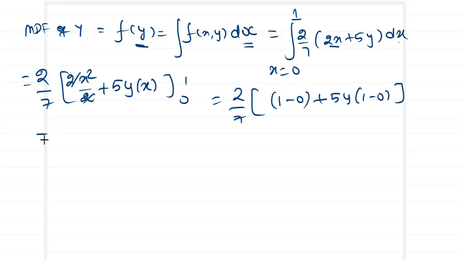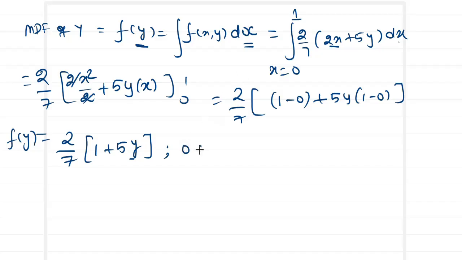So now we have the value of our function f of y equal to 2 by 7 times of 1 plus 5y. Again, we notice that we have got a function that is entirely dealing with the variable y and a constant alone, and the second variable x has been totally eliminated. We can complete the definition of this f of y by including the range of the variable y, and we know that y takes values between 0 to 1.